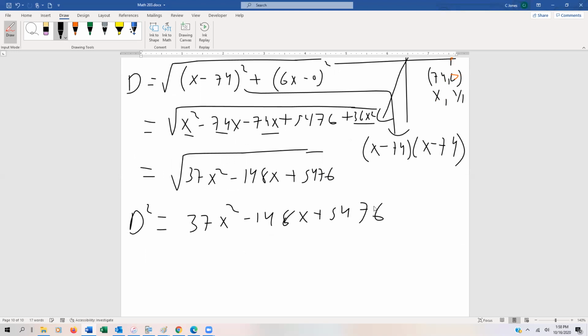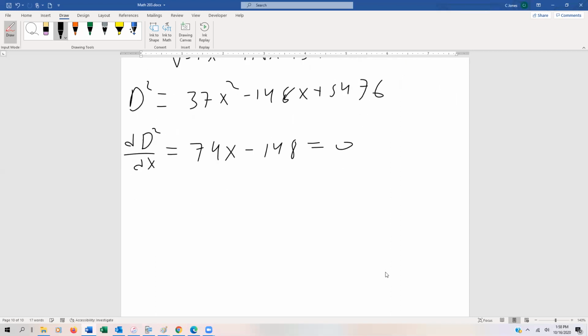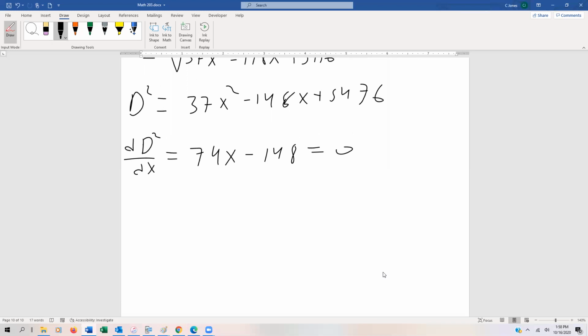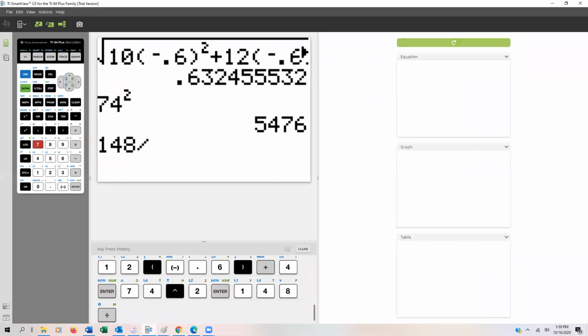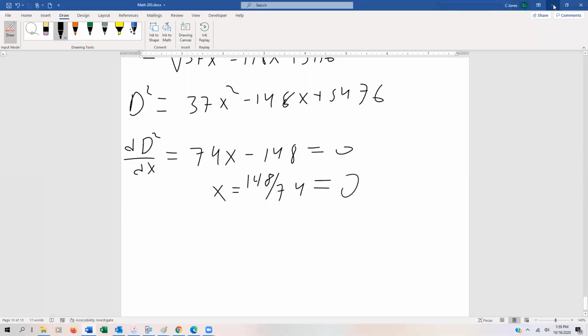And now we can go ahead and take the derivative. So I'm going to say the derivative of D squared with respect to x is going to be 74x minus 148. And we're going to set that derivative to 0. And now we're almost done with this because we just add 148 and divide by 74. So x is equal to 148 over 74. And then we can go ahead and divide that out in our calculator. So 148 over 74, and that's 2. So that's really nice. That usually doesn't happen.